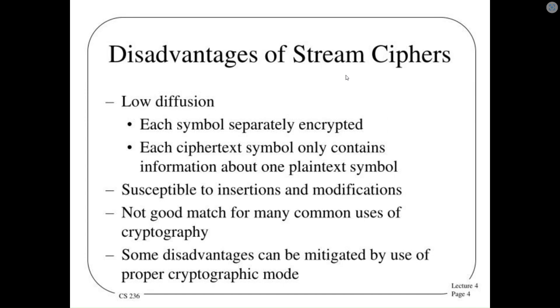And we can see here some disadvantages of stream ciphers. So we can see low diffusion. Each symbol is separately encrypted. Each ciphertext symbol only contains information about the one plain text symbol, and they are susceptible to insertions and modifications. Not a good match for common uses of cryptography. Some disadvantages can be mitigated by use of a proper cryptographic mode.